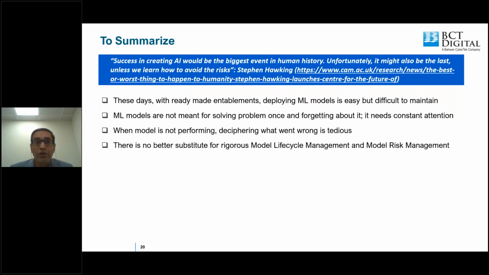Then when ML models stop performing, deciphering what went wrong is horribly tedious. You just cannot find what went wrong. Rather, the best thing is to do proper model lifecycle management, to ensure that the deviation or the variation is spotted well in advance and you take remedial measures rather than waiting till the end. So to conclude, there is no substitute for rigorous model lifecycle management and a model risk management framework. So that's a summary of whatever I was trying to convey.